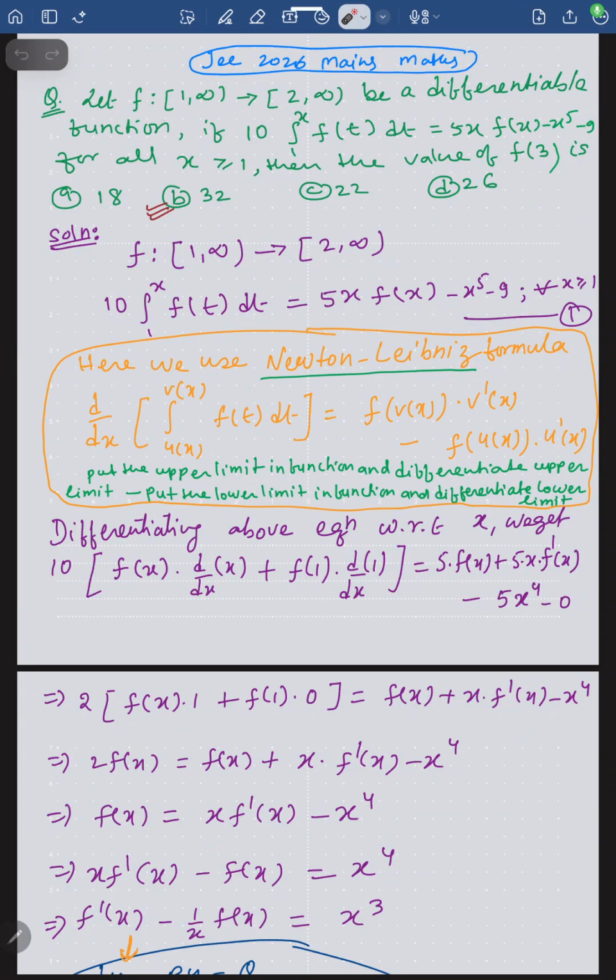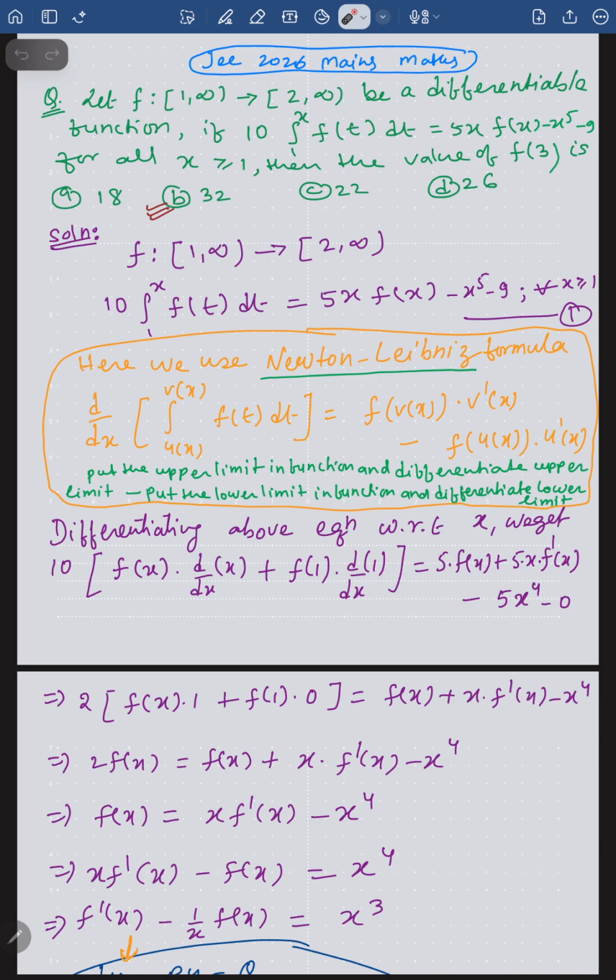Let f from the interval [1, infinity) to [2, infinity). Here 1 is included in the domain side and 2 is included in the range side. Let f be a differentiable function. If 10 times the integral from 1 to x of f(t) dt is equal to 5x f(x) minus x raised to the power 5 minus 9 for all x greater than or equal to 1, then the value of f(3) is: 18, 32, 22, 26.